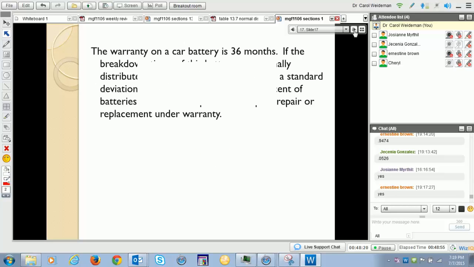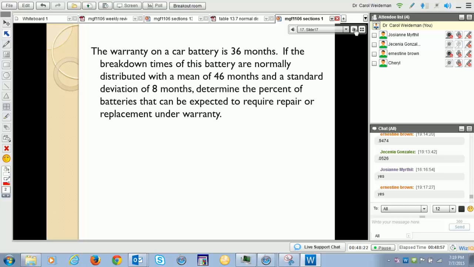All right, let's try another one. The warranty on a car battery is 36 months. If breakdown times of this battery are normally distributed with a mean of 46 months and a standard deviation of 8 months, determine the percent of batteries that can be expected to require repair or replacement under the warranty. Okay, so here's our mean and here's our standard deviation, and we want to know what percent of them are going to last less than 36 months.